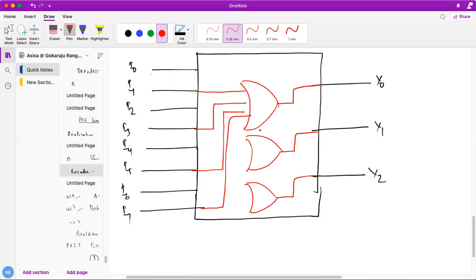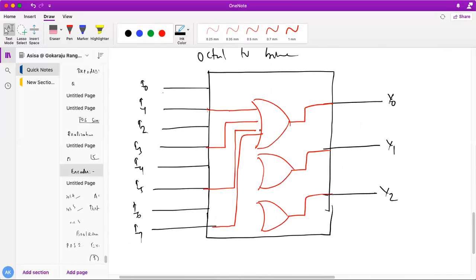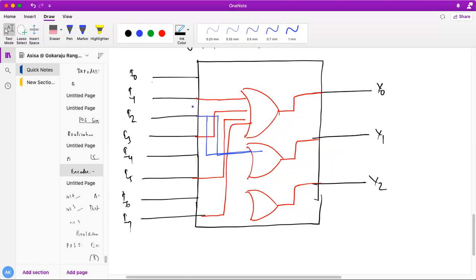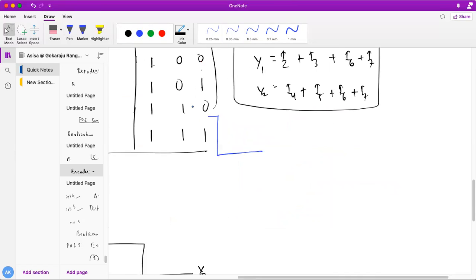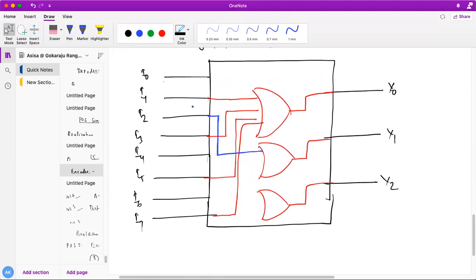So for Y1, what are the inputs? I2, I3, I6, I7. So I can take I2 from here. This is my I2. Next I3, I can take it from here. One more, I6. Then finally I7. This is my I7, I can take it from here.